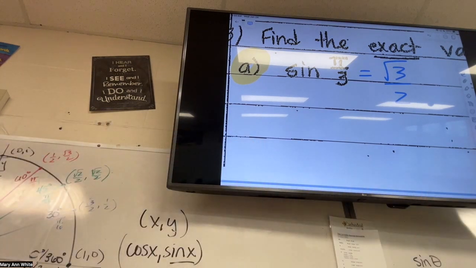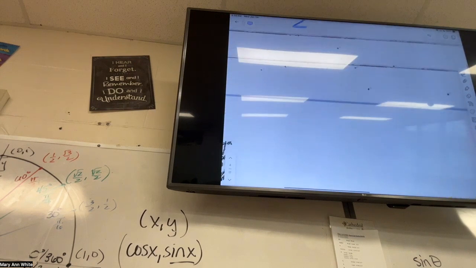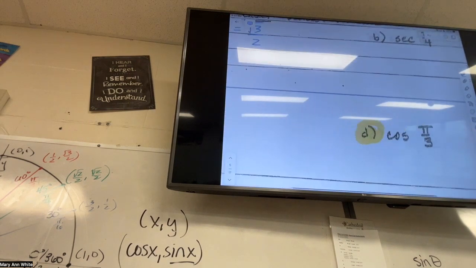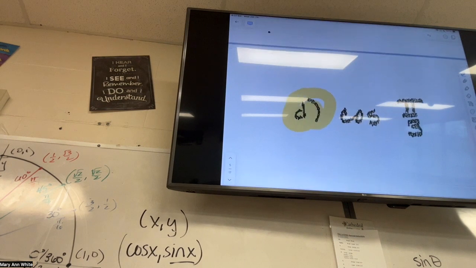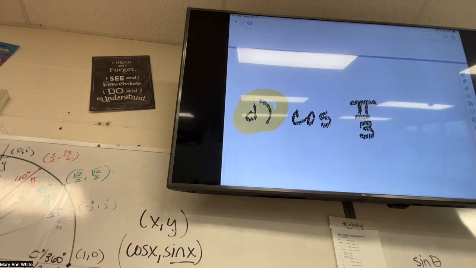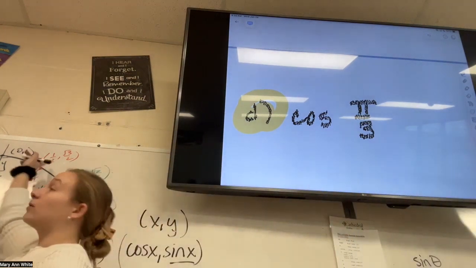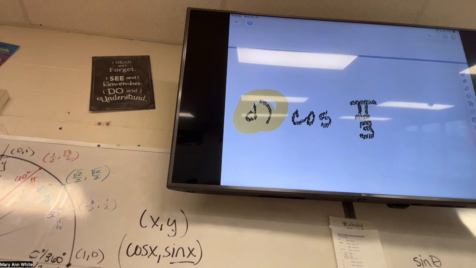Now, the next one says SEC. Do you guys know what that means yet? No, I'll teach that to you next week. We'll skip it. We'll skip tan for 1 second. We'll come back to it. Let's go do cosine. Cosine of pi over 3. Look, we're still looking at the same angle, but now we're looking at which value? The X. What's your X value of pi over 3? 1/2. Boom, the end.